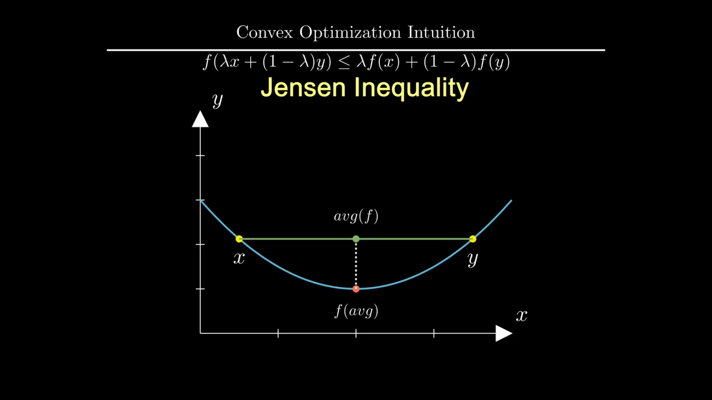The red dot represents the function evaluated at the average. The green dot is the average of the 2 function values. Notice the red dot is below the green dot. The curve is below the chord. This gap confirms the function is convex.